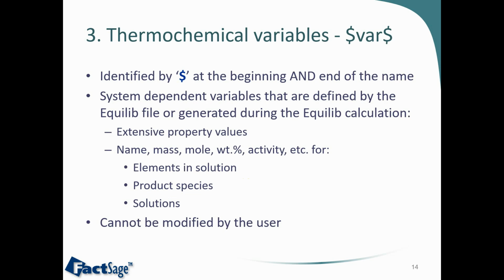The last type of macroprocessing variable, and probably the most important, is the thermochemical variables, which are identified by the symbol $ at the beginning and at the end of the name.